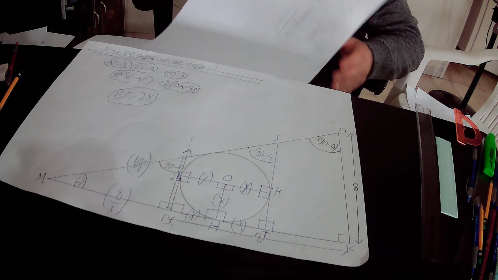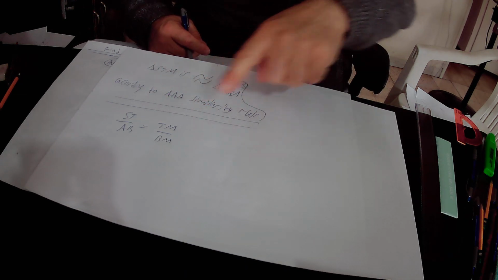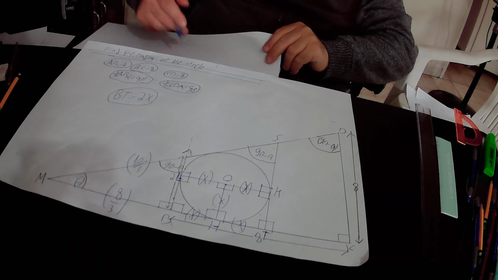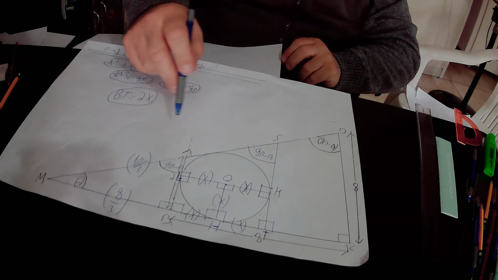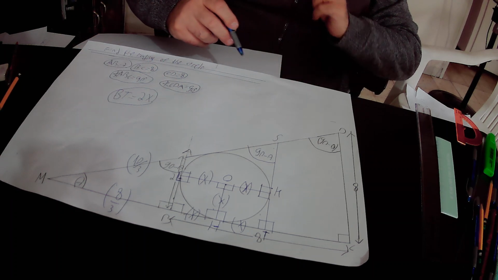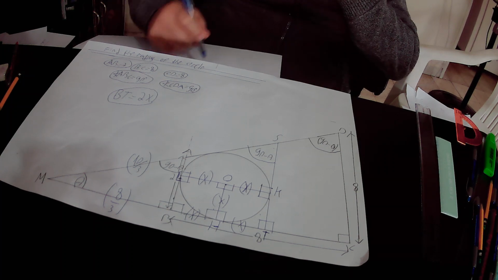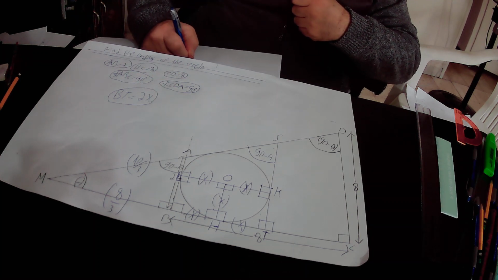Repeat again. We will derive that ST over AB equals TM over BM, and it is also equal to side SM in the right middle triangle STM over side AM in the right small triangle MBA.